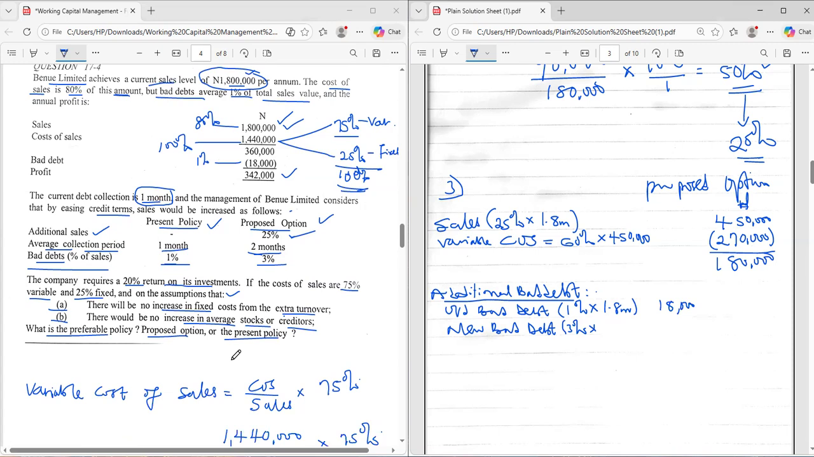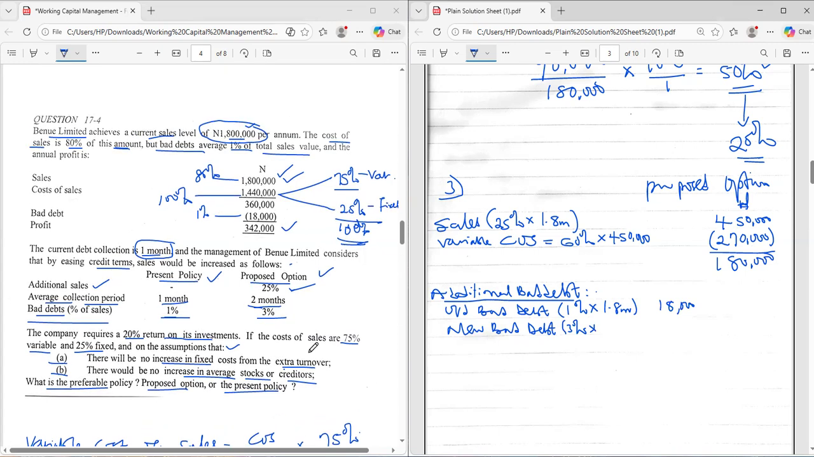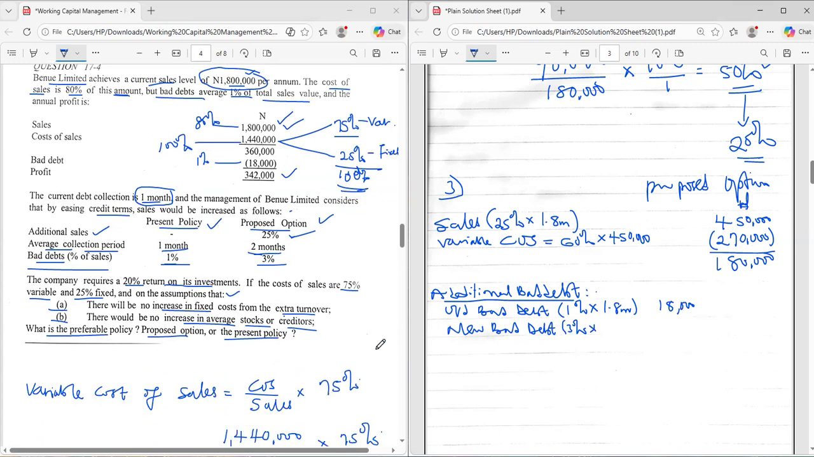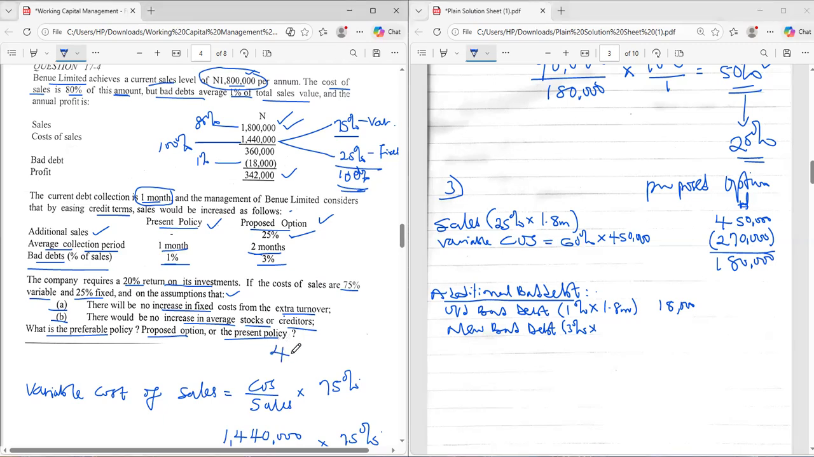Eh? Where do you see 4.8 million? 1.8. No, you can't use 1.8 now. Sales has changed. It's a new bad debt. If the old bad debt was calculated on old sales, then the new bad debt should be calculated on the new sales. What is the new sales? 450,000.